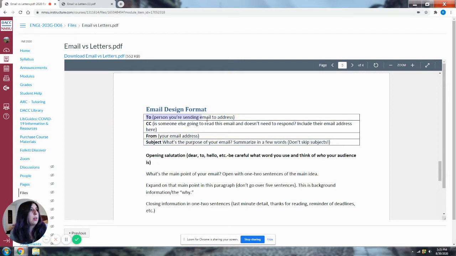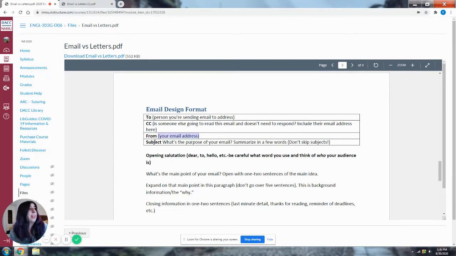So, to: the email address of the person you're sending the email to. Make sure the email address is correct. And I brought up that word CC. If you're sending it to 3 people and you need them all to respond, all 3 of their email addresses would go in too. But if an authority figure also needs to just overlook the conversation and they don't need to respond, that's where their email address would go in the CC. From is your email address.